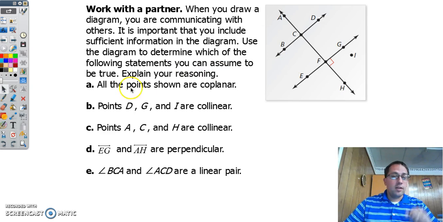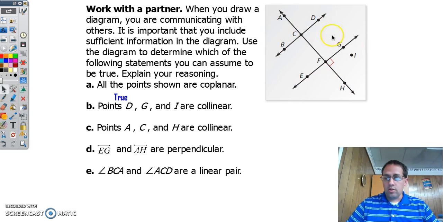Okay, so let's take a look at what we have. Question A, all the points are coplanar. True or false? Well, this is actually going to be true. Unless there is a plane actually drawn on the diagram, we assume everything to be in the same plane. It's all there, and so we don't have to have another plane drawn on there to specify.